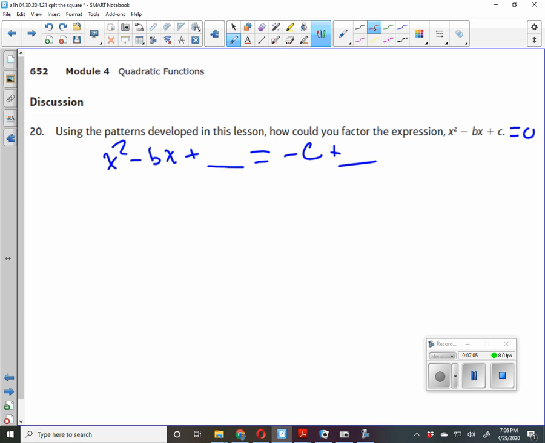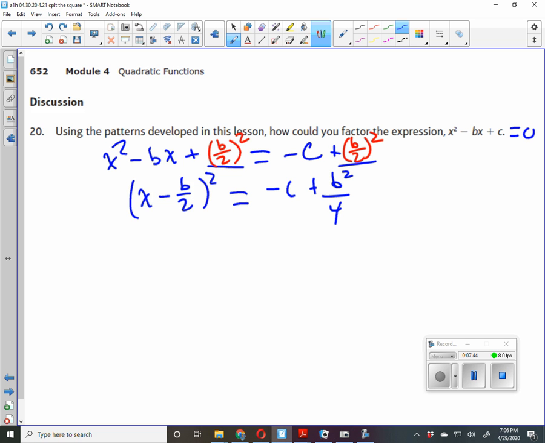Half the middle term squared is going to be b over 2 squared, plus b over 2 squared on the other side. Now, I know by doing that, I've completed the square. I know that this becomes x minus b over 2 quantity squared. Over here, this becomes negative c plus b squared over 4.